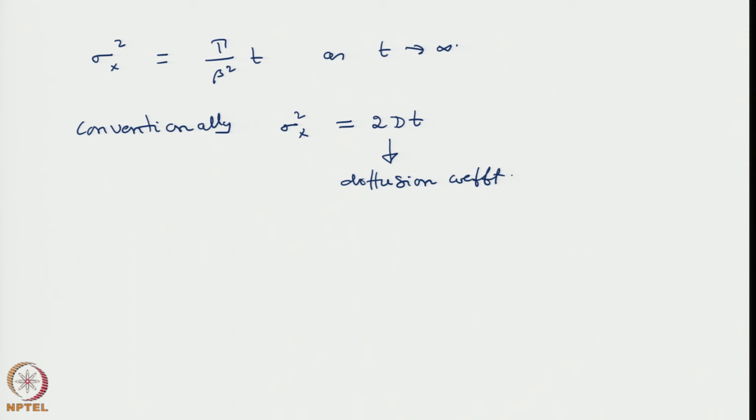In fact, in our random walk model, it was the square of the jump length divided by the time, and neither of them had any physical basis. They were just some numbers we took or some concepts we introduced. But here now we compare sigma square x, and upon comparing we see that gamma by beta square equals twice D.